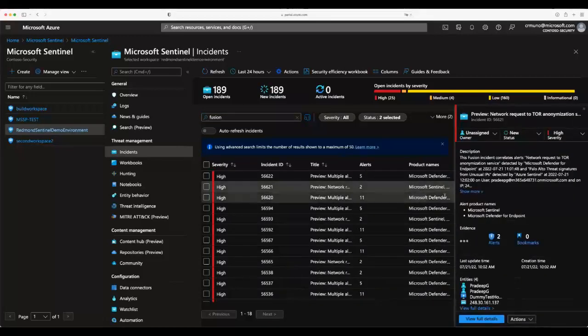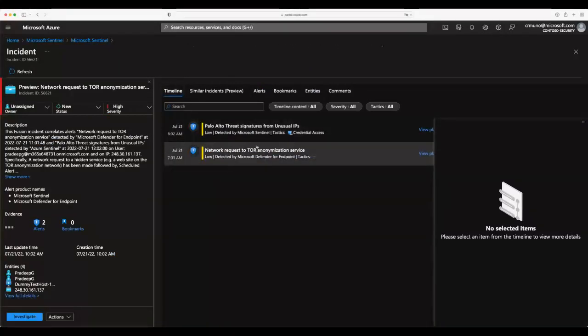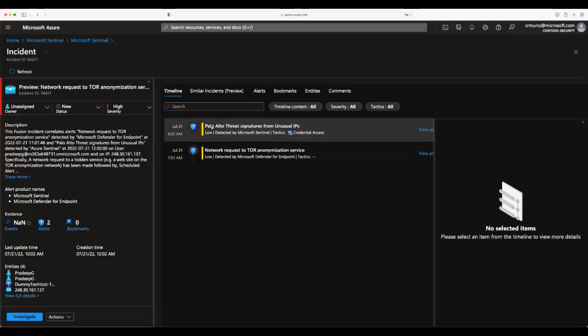If I click on this one, for example, which is a network request to Tor anonymization, and I click on view full details, under the timeline, I am able to understand all the different analytic rules or anomalies that are actually part of the overall attack. And we can see here that a Palo Alto threat signatures from unusual IPs analytic rule is part of the overall attack timeline. Now, let's say that this is a very noisy alert, it's not applicable. You know, we have to close it as benign positive.